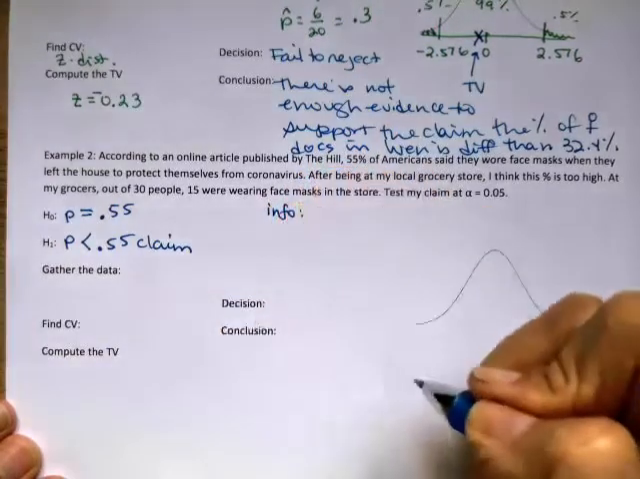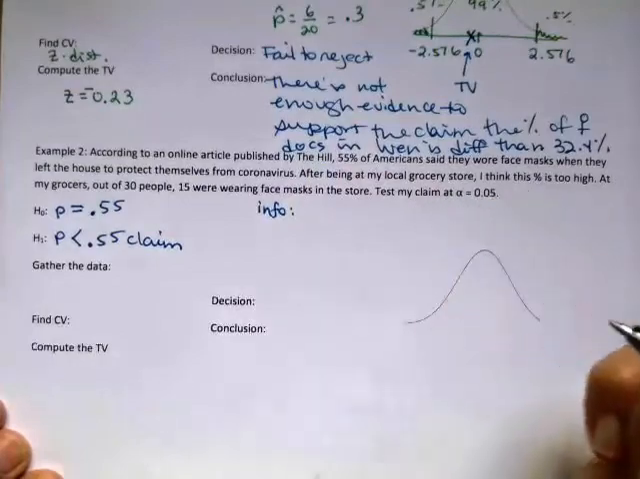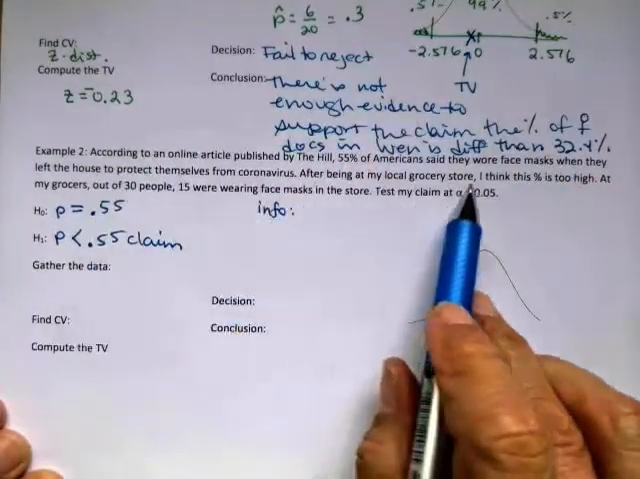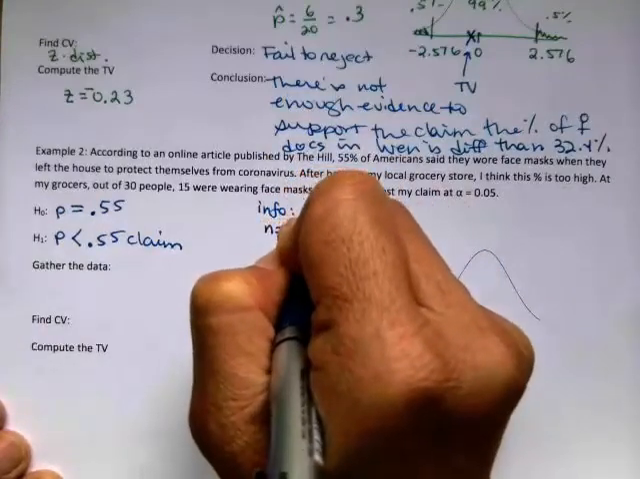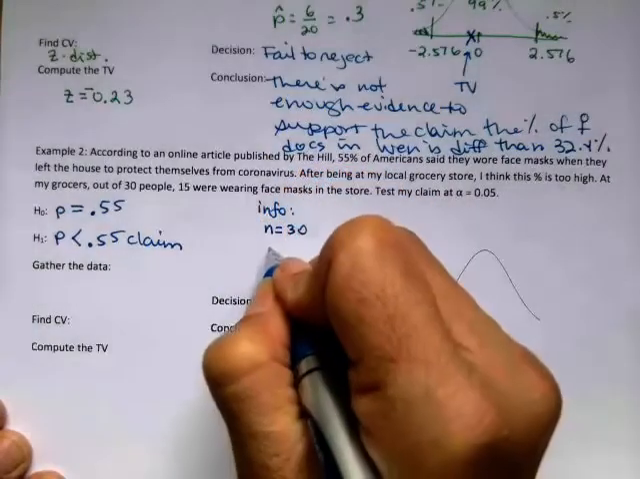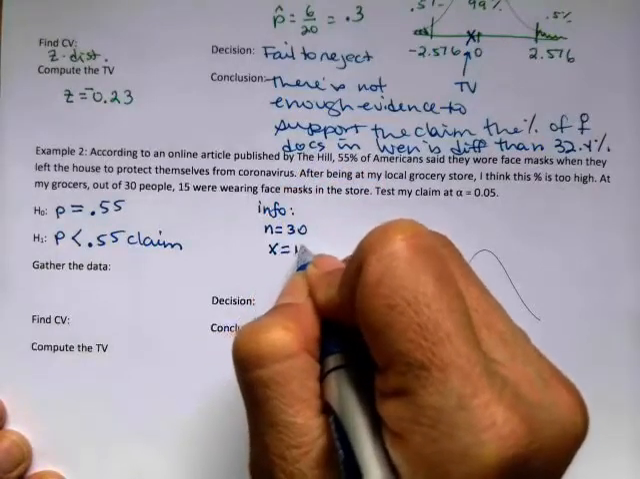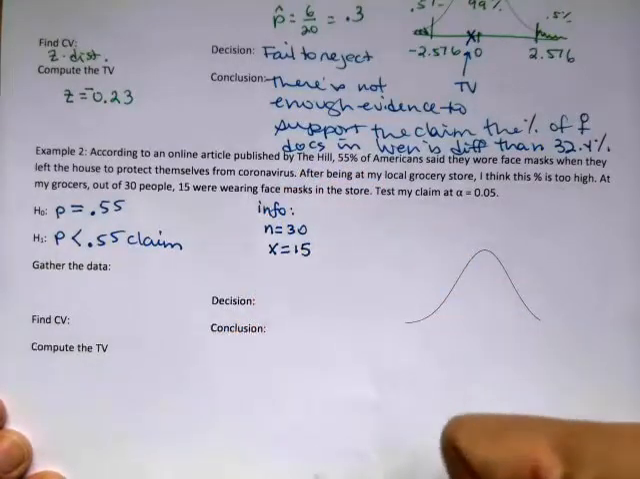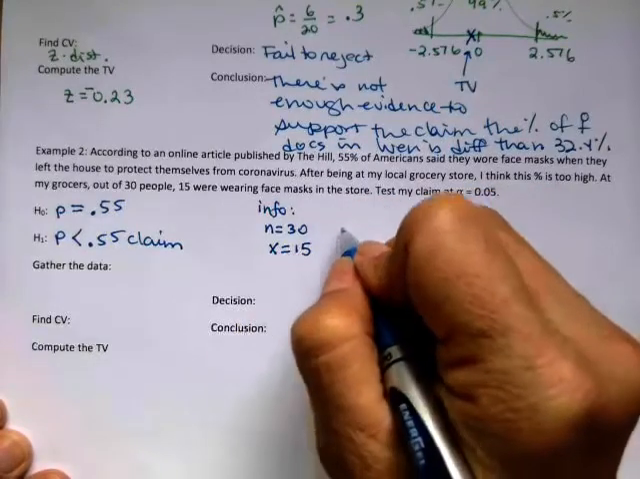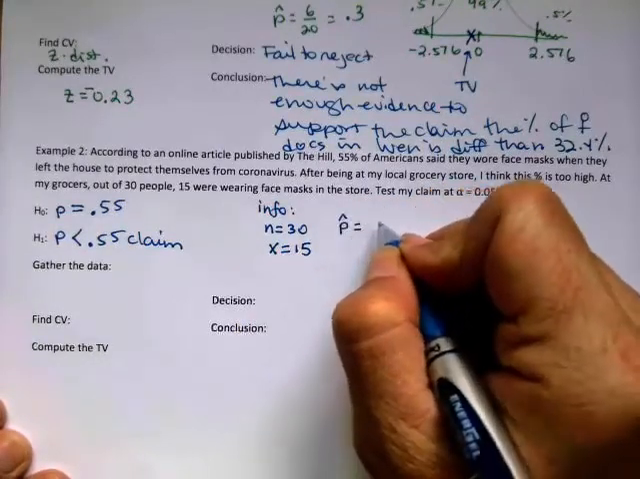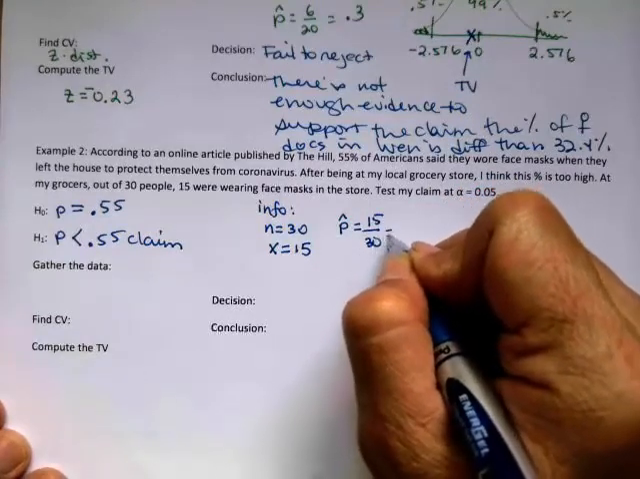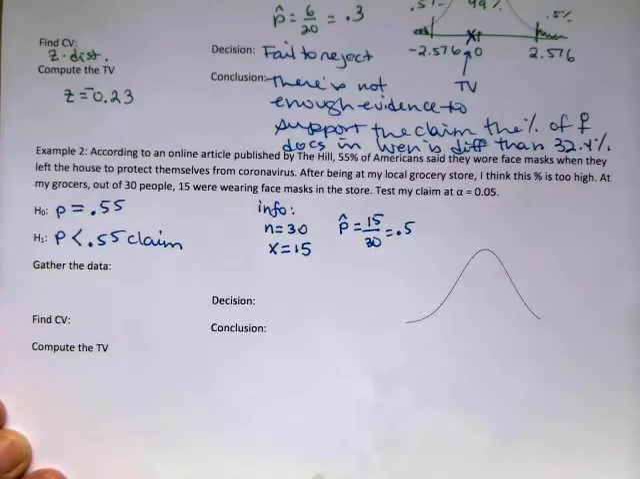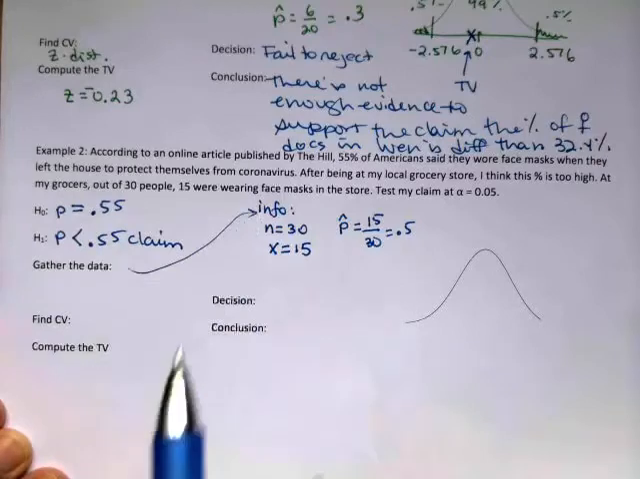So we'll gather the data. I'm calling it info and some new notes, so I'll go ahead and write info up here. At my grocer's, out of 30 people, so that was how many people I noticed. It's my sample size. And X, the number who had the characteristic of wearing a mask, so that's 15. It's not asking for it, but I'll go ahead and do it. So P hat, the proportion in my sample, is 0.5. So here's our gather the data, this info.